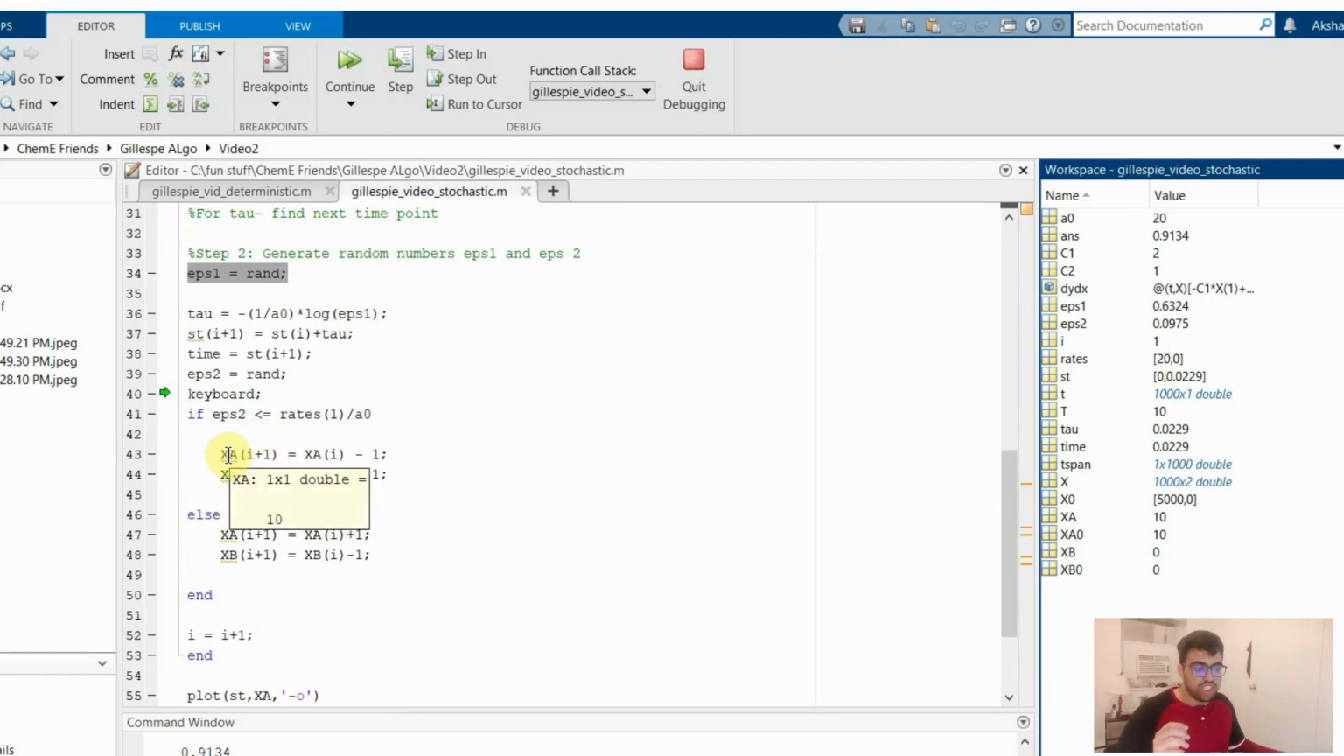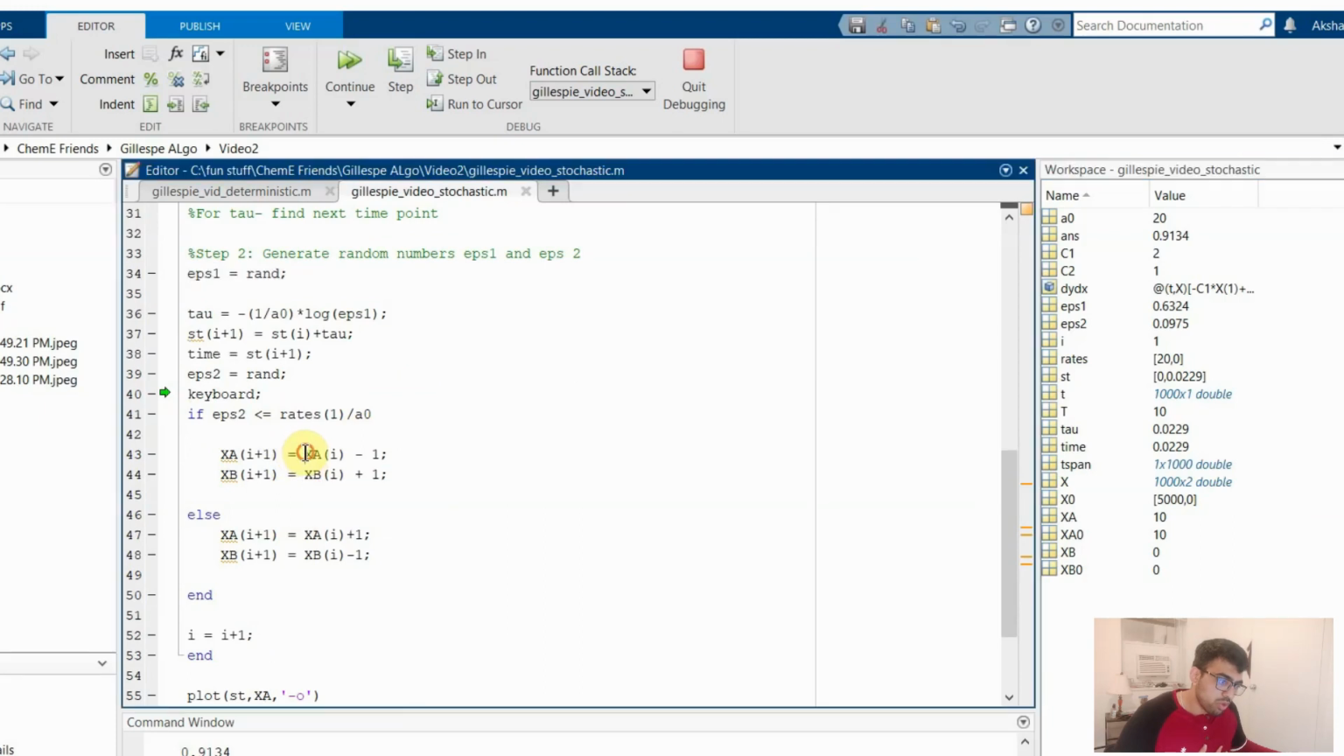So when a collision does occur, one of XA will become XB. So one molecule will be removed from XA, while one molecule will be added to XB, and hence in the next iteration we will see that there is one molecule of XB and 9 molecules of XA. So we'll just do continue. Let's look at this array XA. We can see 10 molecules have become 9 molecules here, whereas for XB from 0 molecules it has become 1 molecule.